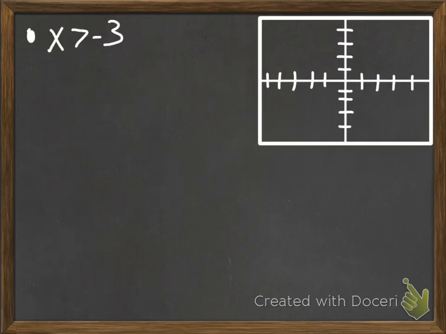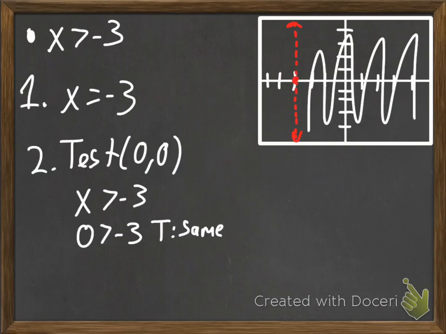Okay, next we have x is greater than negative 3, so this is going to be a vertical line. So I want you to go ahead, pause the video, and graph this using all the steps from before. And here is the solution to the example. We see that when we tested 0, 0, it was true, so we shaded the same side. So go ahead, pause the video, and look over this with your group before we go to the next example.